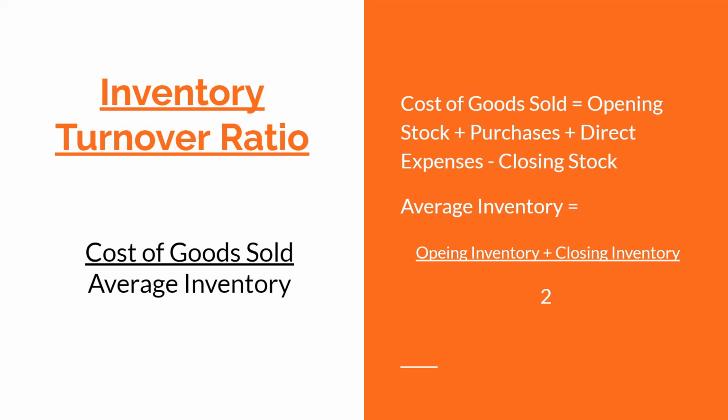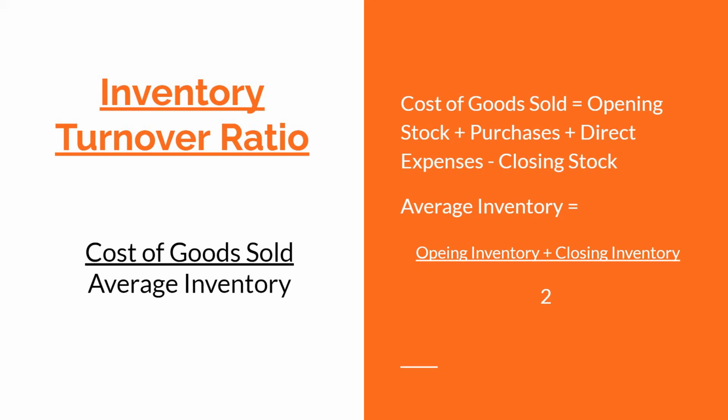We are not taking opening or closing inventory but an average inventory, so that you have an idea of what inventory you had during the year. Average inventory is nothing but opening plus closing inventory divided by 2. And cost of goods sold is very simple: opening stock plus purchases plus any direct expenses, reduced by closing stock. That is why we are not comparing it with sales.